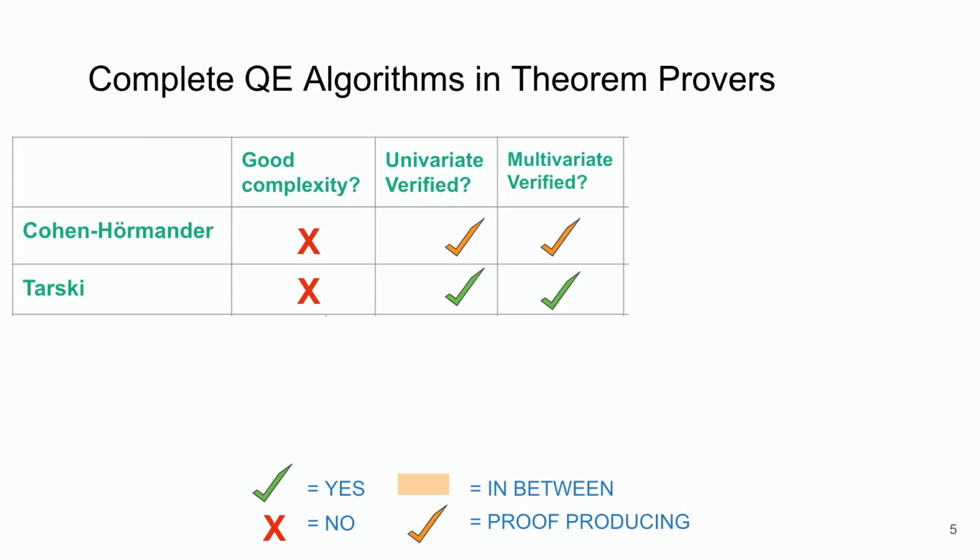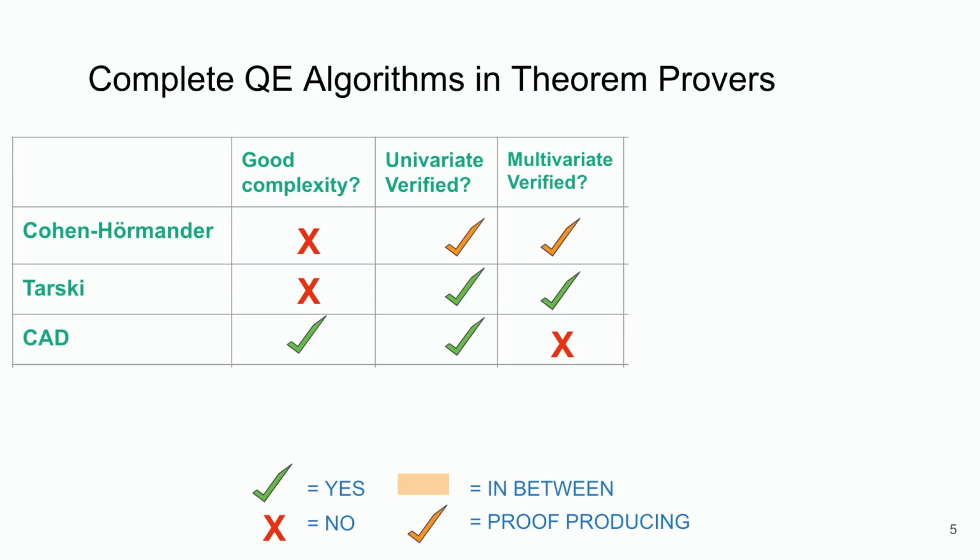So one thing that you're seeing in this table is that there's little red X's in the complexity columns for both these underlying algorithms. That's because both Cohen-Hormander and Tarski have non-elementary complexity, so their complexity is not bounded by any tower of powers of 2, which makes them impractical for real-world use. The best known quantifier elimination algorithm is cylindrical algebraic decomposition, or CAD.